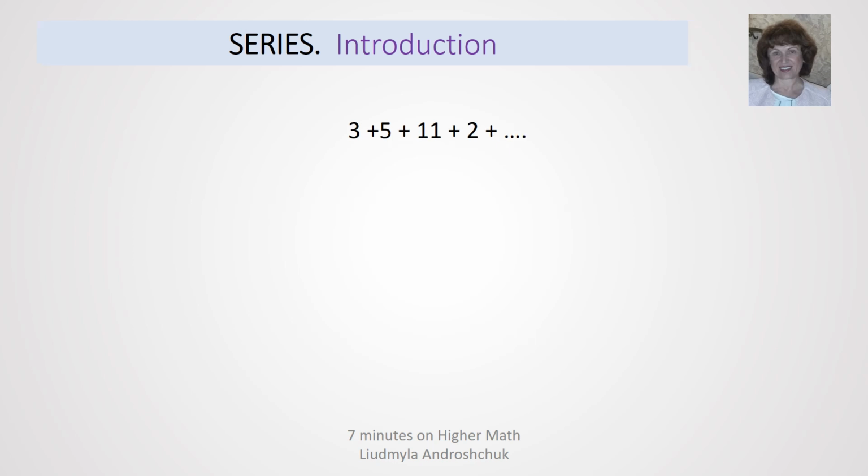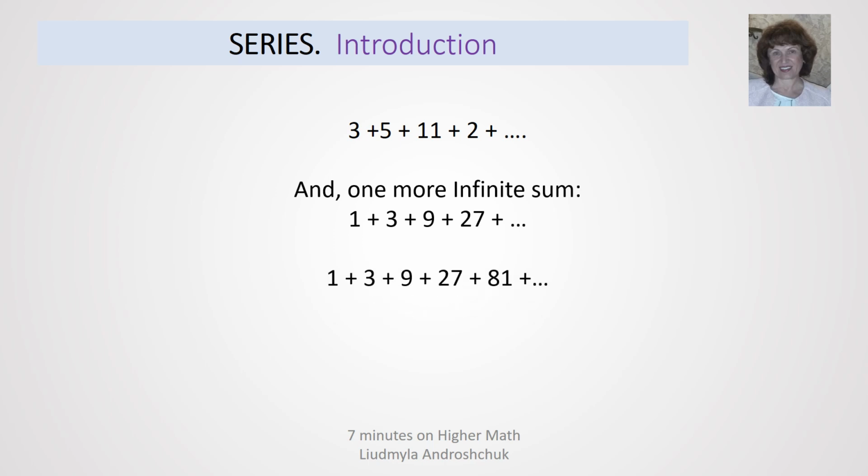And next, one more infinite sum: 1 plus 3 plus 9 plus 27 plus and so on. Again, let's compare them. What is different between them? Evidently, in the second expression, we have some regularity. It's not difficult to predict that the next term is 81. So there is some regularity in this case.